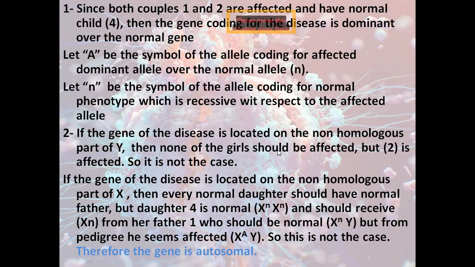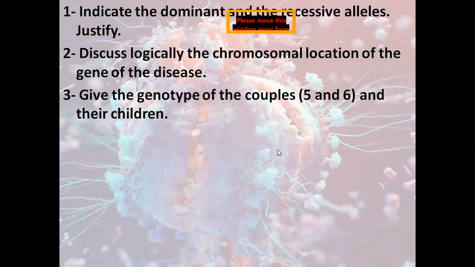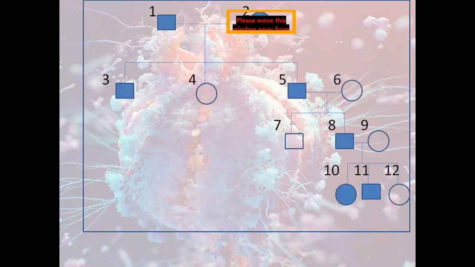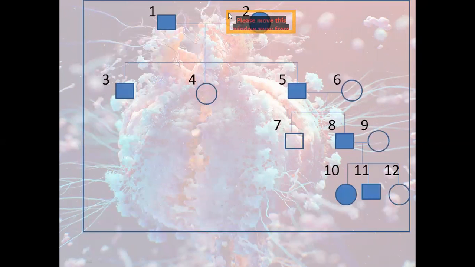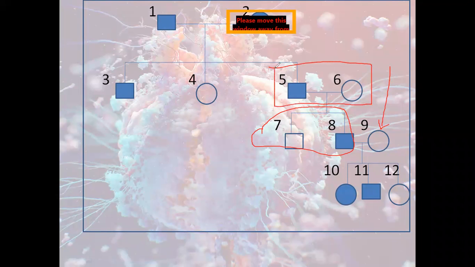Therefore, the gene is going to be autosomal. Give the genotypes of couples 5 and 6 and their children 7 and 8. Someone might tell me that 9 is their child, it's not. 9 is the female that married their child. So it's the wife of 8. So 7 and 8 only are the children of 5 and 6. 9 is not one of the children of couple 5 and 6. So you have to pay attention to this.